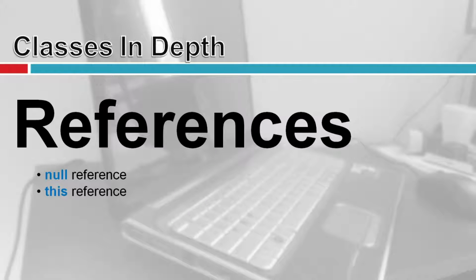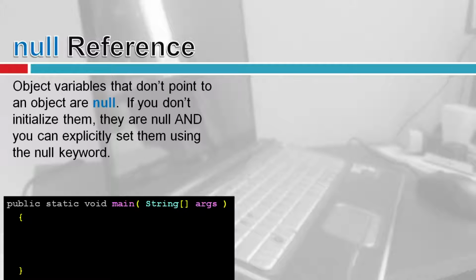This section will talk about references. Null reference, these are keywords in Java, null reference and this reference. So object variables that don't point to an object are null. If you don't initialize them, they are null by default, and you can also explicitly set them to null.